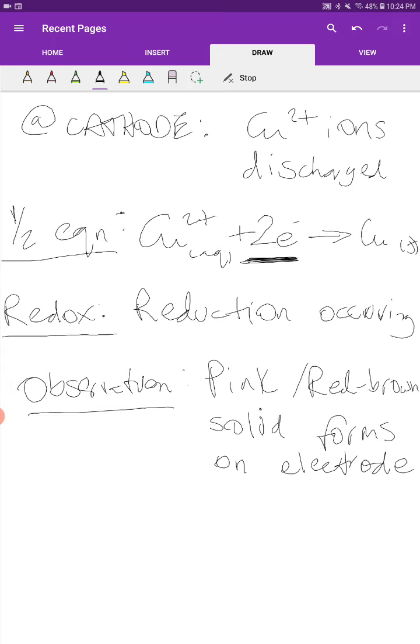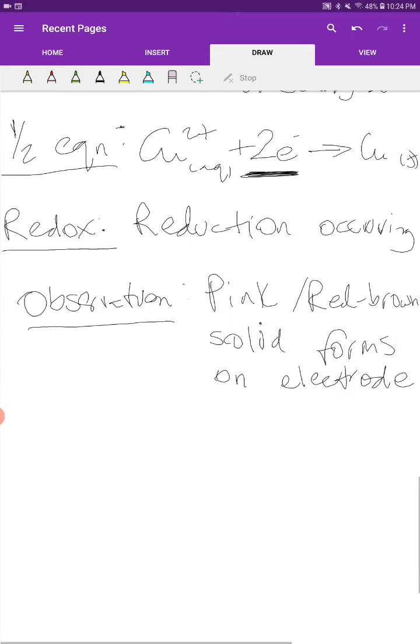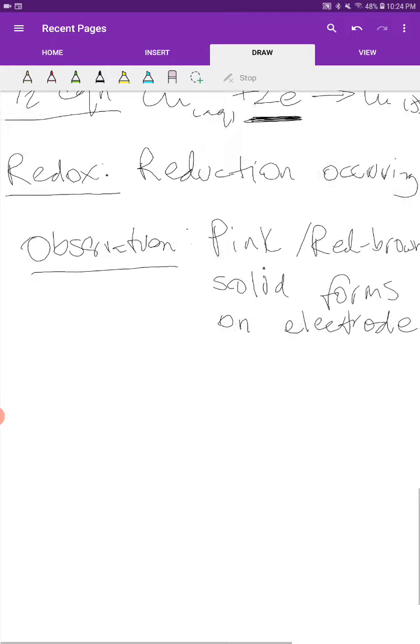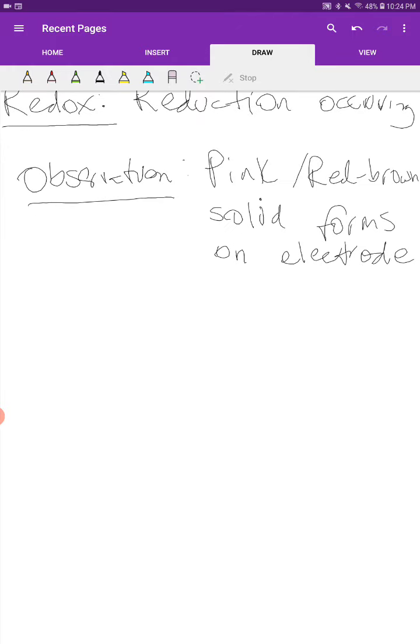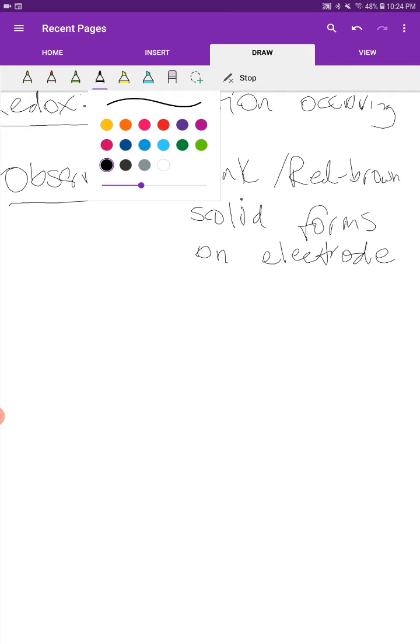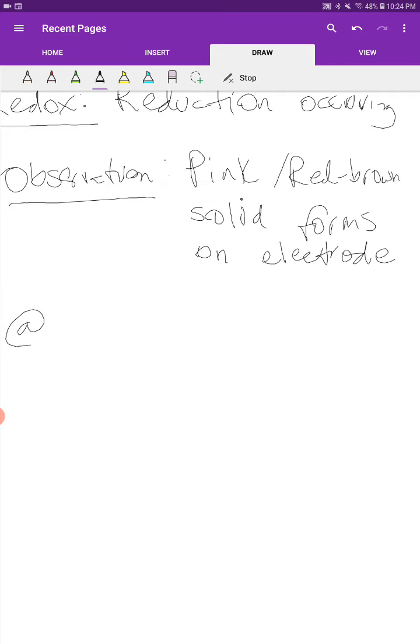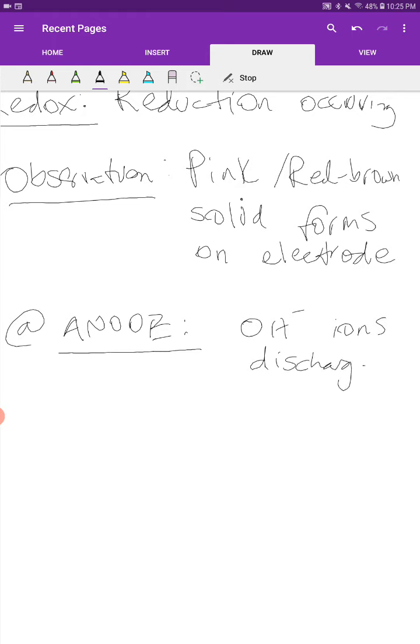Now, if you do it for the cathode, you also have to do it for the anode. Or if you're asked about the cathode, you may also be asked about the anode. So we have to give it the same type of treatment. So, at our anode now, you had competition taking place between the sulfate and the hydroxide. Remember, hydroxide is lower down the series, so the hydroxide ions are discharged. Again, you may be asked to write the half equation.